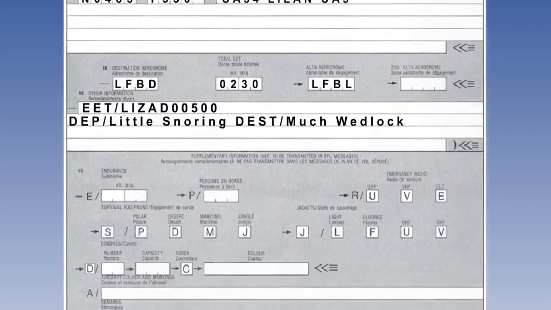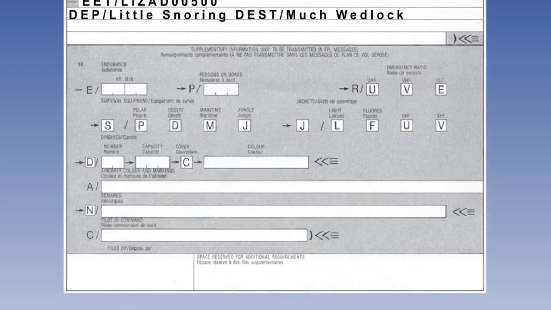Finally, we come to Item 19, which is not transmitted with the rest of the flight plan. It is for use only in the event of an emergency, or if the aircraft is deemed to be overdue. The endurance in hours and minutes is total endurance and not safe endurance. Insert the number of persons on board if known, otherwise insert TBN. Under Emergency Radio, cross out with a large X those items which are not carried. The same rules apply to the non-carriage of survival equipment and life jackets.